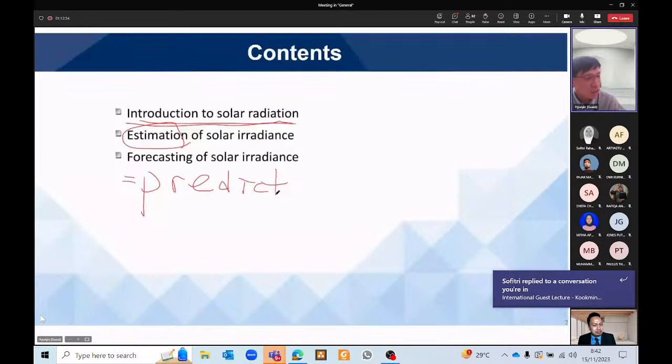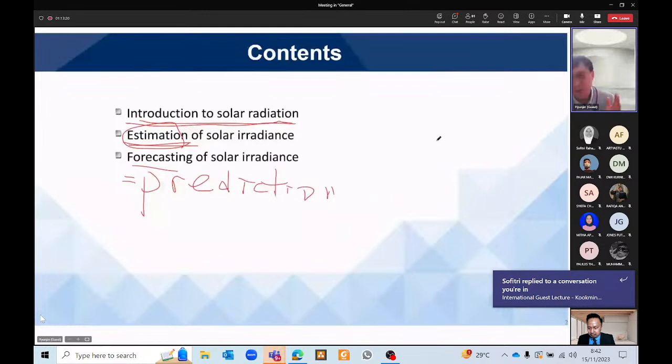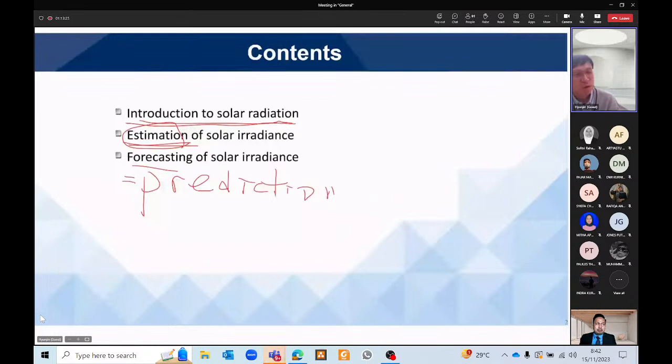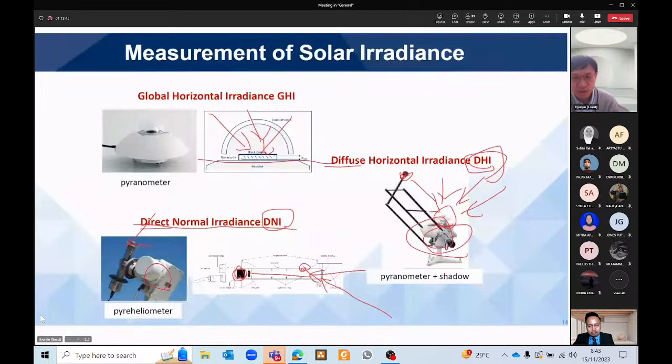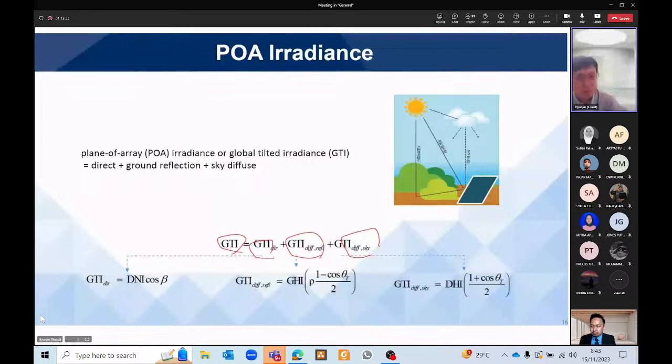Estimation means at the same time. Now, nobody measured solar irradiance at a certain location. Then how to estimate solar irradiance? That's the problem. How? Using other weather elements, like the ambient temperature, cloud cover. So maybe temperature, wind speed, humidity are available. So using other weather information, we can estimate solar irradiance, because solar irradiance measurement, as I said, needs special sensors. So if solar radiation data is not available, you must estimate using other data. What's the prediction and forecast?